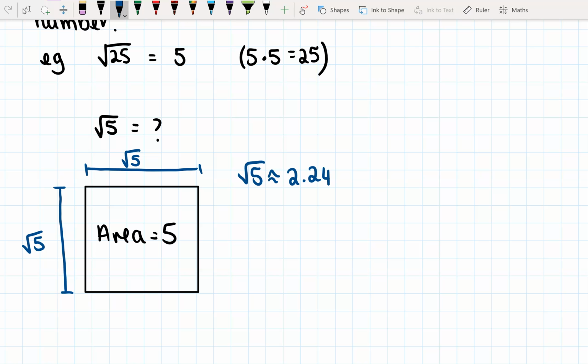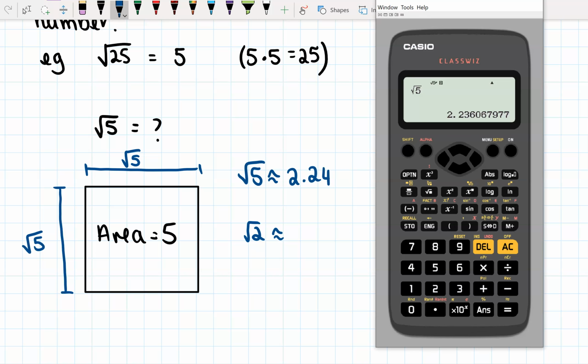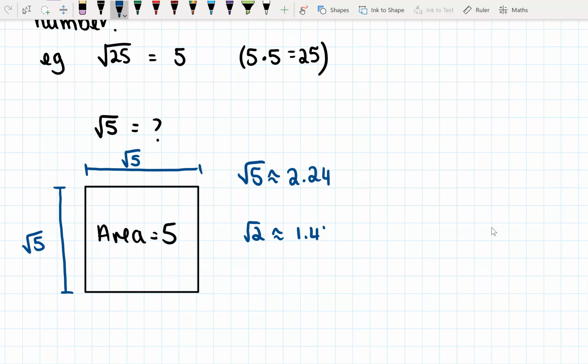This is what we want you to be able to do at the moment. If we took the square root of 2, that means that we're looking for the length of the side of a square that has an area of 2. So that's approximately equal to, let's type it in on our calculator, square root of 2 equals 1.41. You can see we don't normally round here because we don't round up, we round down. So 1.41 stays as 1.41.